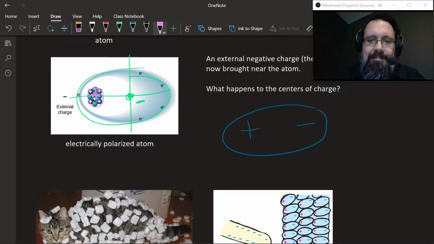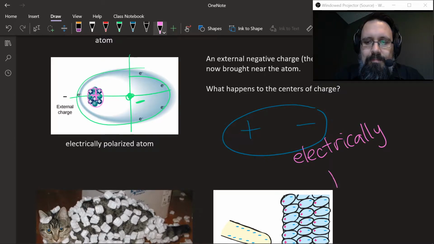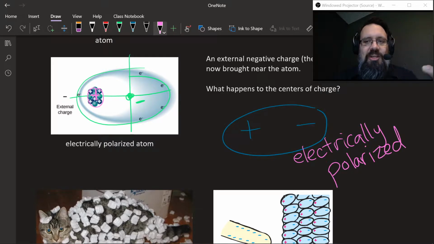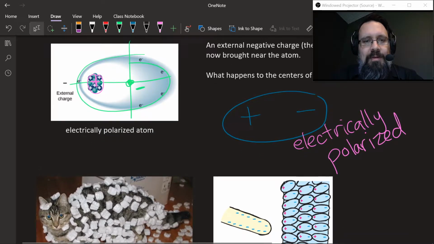What's up? Does this charging of neutral objects, is it happening through induction or contact? This is induction. So they're not actually touching. It's the electric fields that are exerting these influences without touching. So you would say this is induction, that a charge is induced in the atom. We call it electrically polarized. So this is what happens.